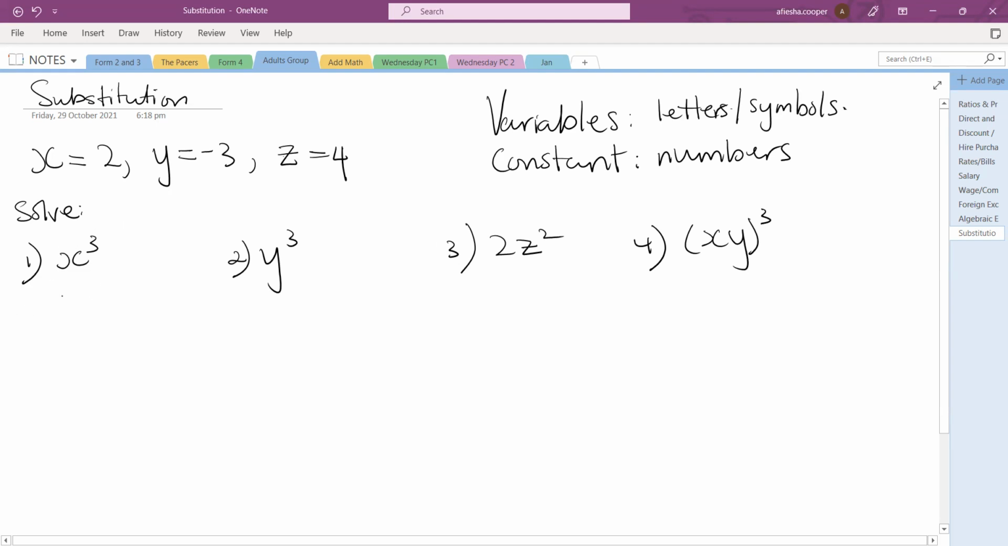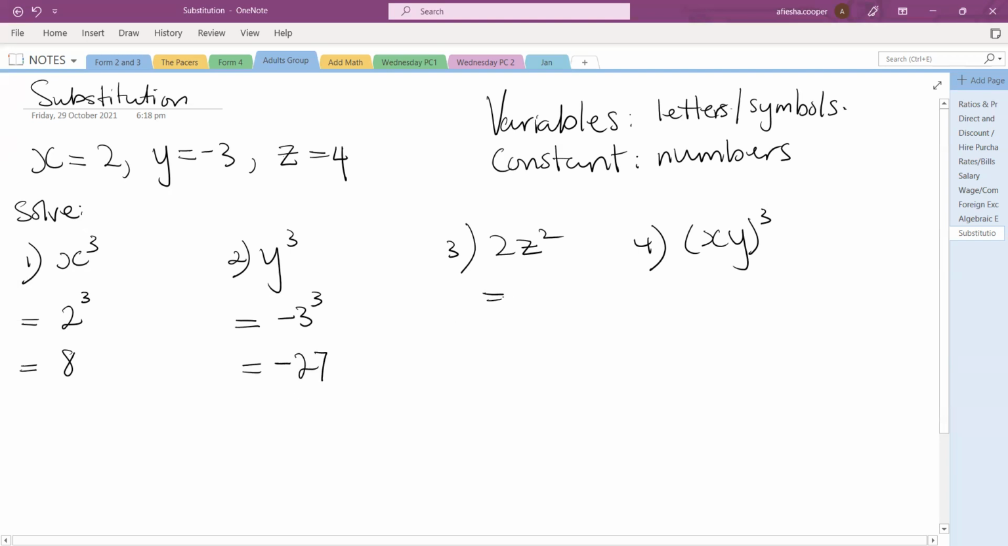So if I say solve x cubed, we know that x is equal to 2. Wherever I see x, I substitute it and put 2 and fill in the rest of the equation. So that's going to be 2 cubed, and we put 2 cubed on our calculator and we will get 8. Now we go on to the second one, y cubed. The variable y is equal to -3, so -3 cubed, and if we put that in the calculator, we get -27.